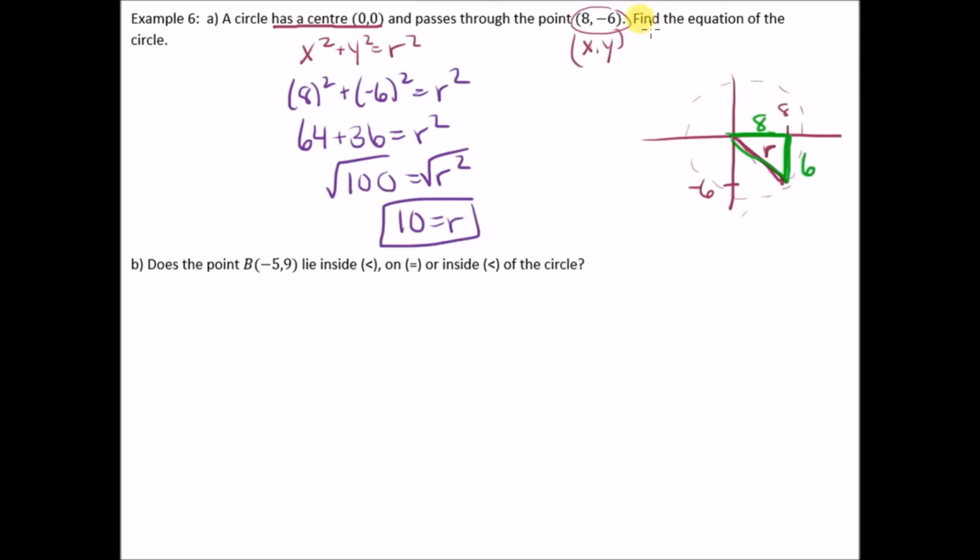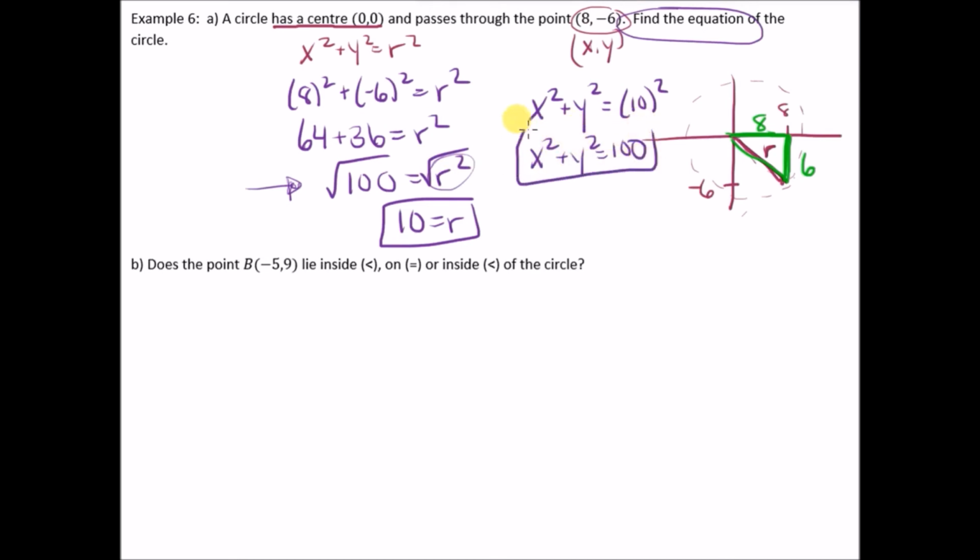Okay, so we can't just leave it as, oh, the radius is 10. It says find the equation. So x squared plus y squared equals this 10 squared. We're actually using the number from this. We're using this 100 equals r squared. I guess we didn't really have to root it because the number we're actually looking for is r squared. So x squared plus y squared equals 100. That is our equation.